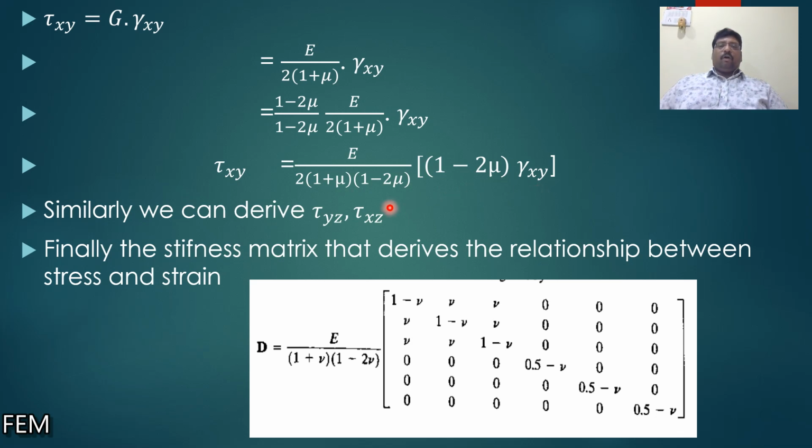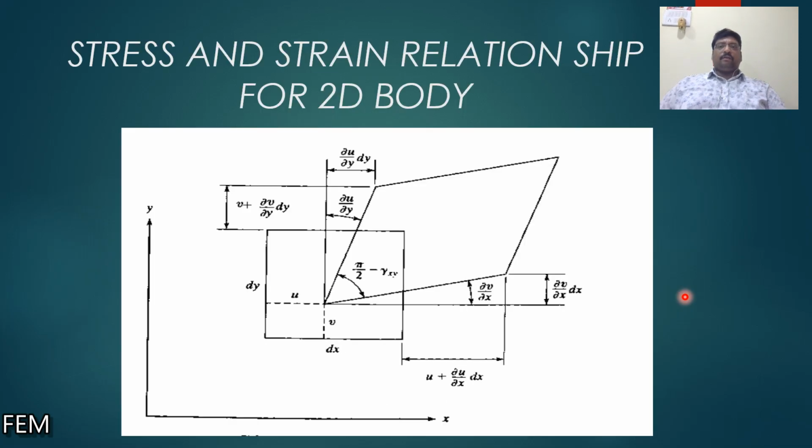So if I substitute all these six equations in the form of a matrix, then the stiffness matrix can be obtained as E by 1 plus mu into 1 minus 2 mu, and the function is 1 minus mu, mu, mu, 0, 0, and zeros, and the rest of the elements are zeros, with the product of epsilon. This function is known as the stiffness function of the three-dimensional element. Okay.